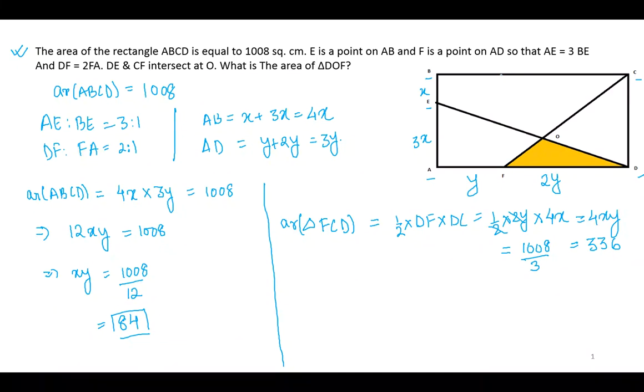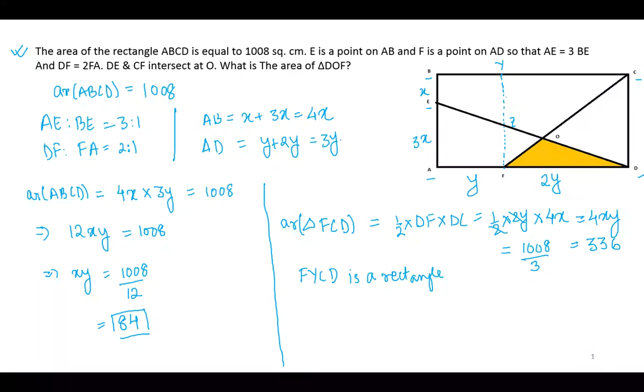Suppose I draw a perpendicular line at F, and let's say this gets intersected at Z and Y. Now what you can see is that FYCD is a rectangle, right? So I have YF equal to CD and YC equal to FD. So it is basically a rectangle.